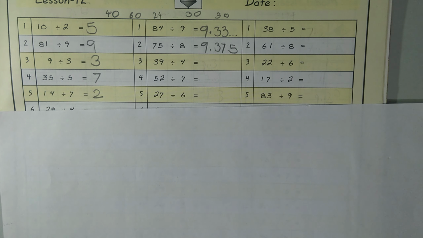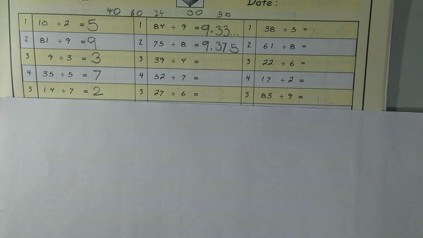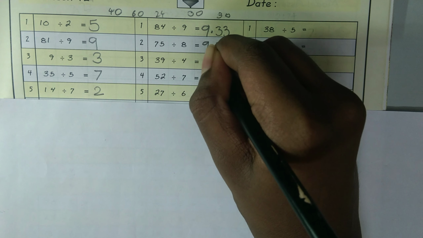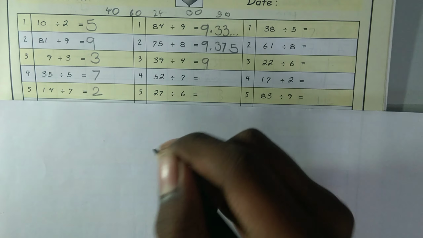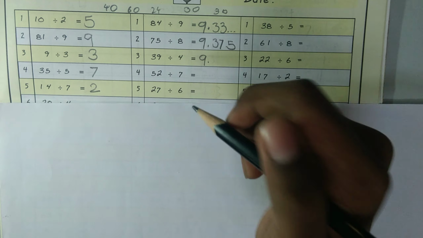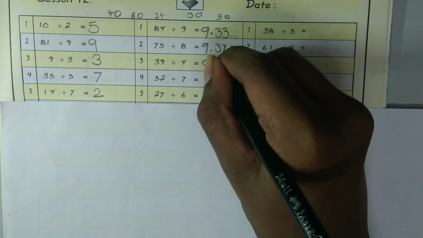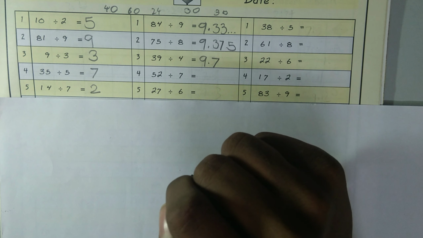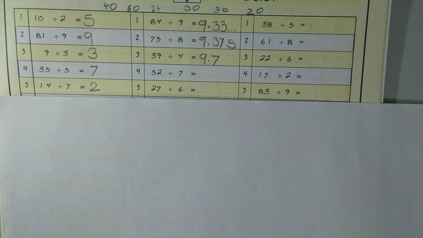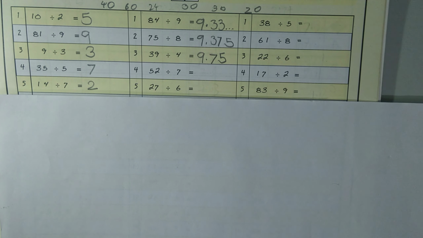Now let's do the next problem, which is 39 divided by 4. 4 into what's the closest to 39? 4 into 9 is 36. And 3 is the remainder. So we have to keep a point, keep a 0 beside 3 and it will become 30. 4 into what is closest to 30? 4 into 7 is 28 and we'll get 2 as our remainder. If we keep 0 beside 2, it will become 20. 4 into what is 20? 4 into 5 is 20.